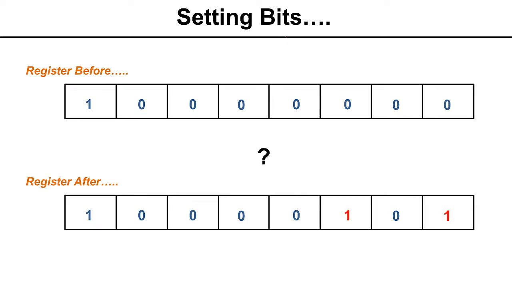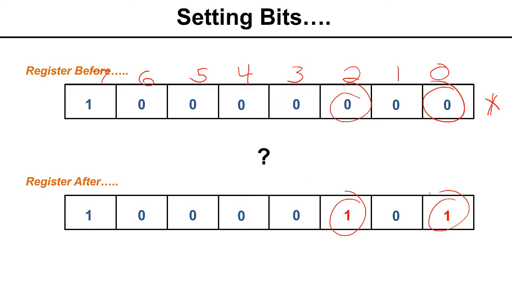So the first operation we're going to look at is setting a bit. I have an imaginary register right here, and what I want to do is set bits 0 and 2. Remember, we list the bits starting at 0, so it's a 0-based index. We want to end up with a 1 at bit 0 and a 1 at bit 2, but we don't want anything else to be modified.